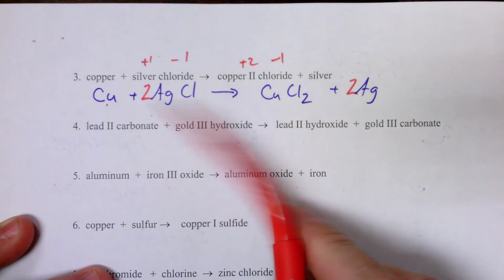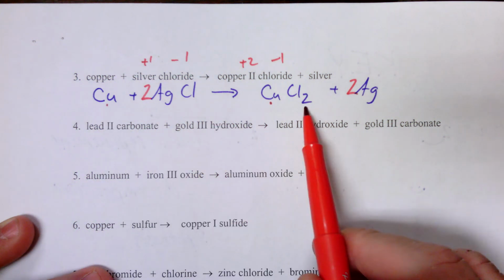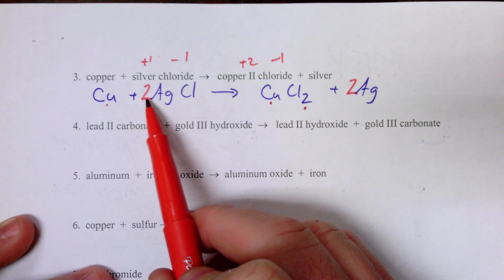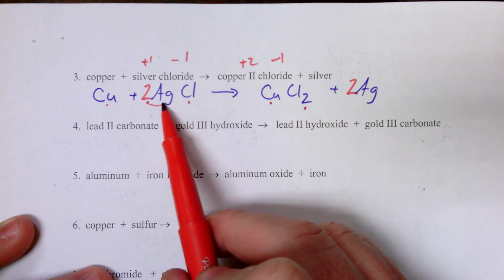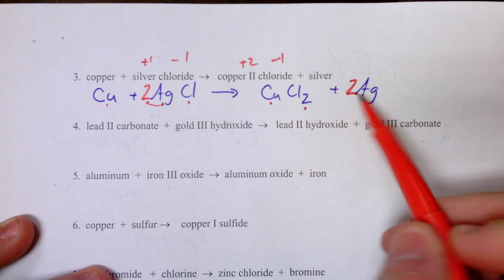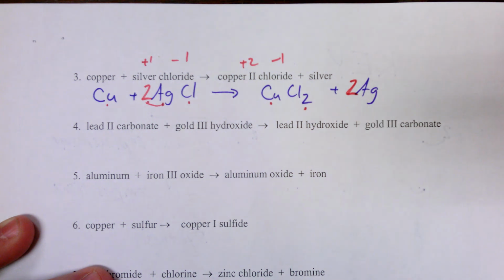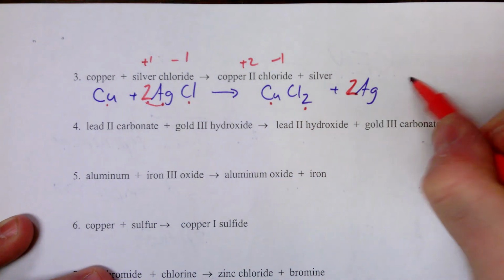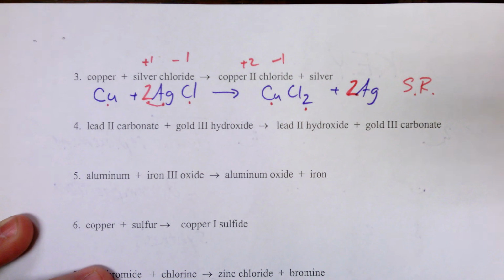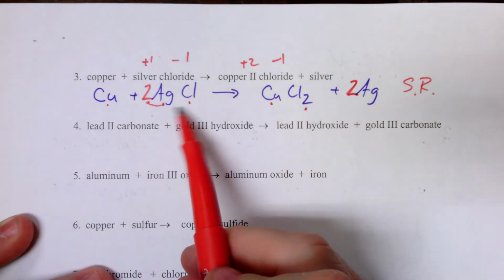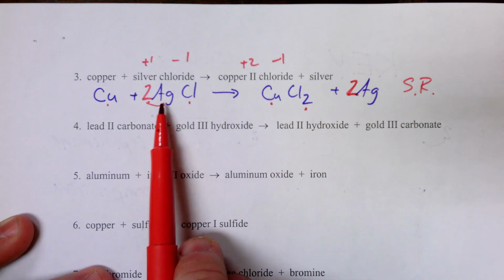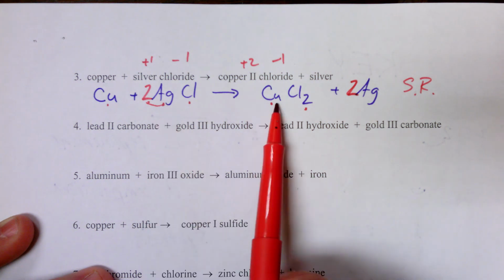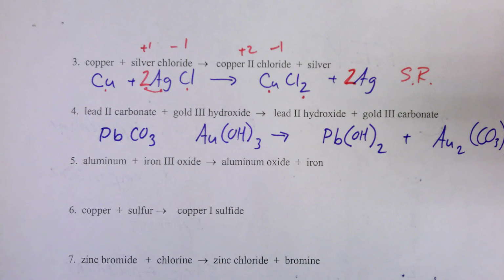To balance it, 1 copper, 1 copper. I had 2 chlorines here, so I put a coefficient of 2 in front of this compound, which gave me 2 chlorines. That also gave me 2 silvers, so I had to change this coefficient to 2 to make everything balance. The type of reaction here is single replacement because I had one compound and one of the elements was being replaced. You can see the silver was replaced in the compound with chlorine by copper.